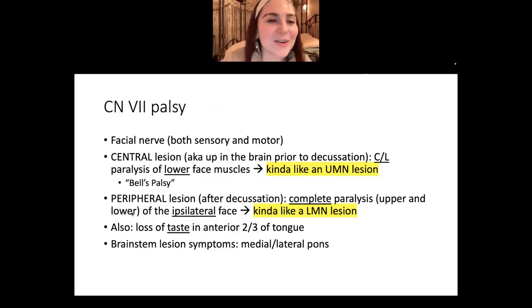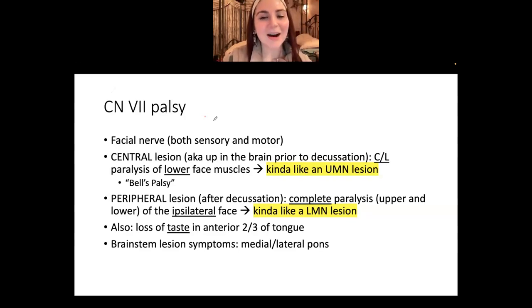All right, 7. So cranial nerve 7 palsy. Cranial nerve 7 is the facial nerve. It's sensory and motor. Cranial nerve 7 is really strange. I have a lot of pictures to help demonstrate this. This did not make sense to me at all first year. I'm not gonna lie, I just was like, all right, cool, we'll memorize it. So I'm really gonna try to explain it nicely so you can be like, no, I get it.